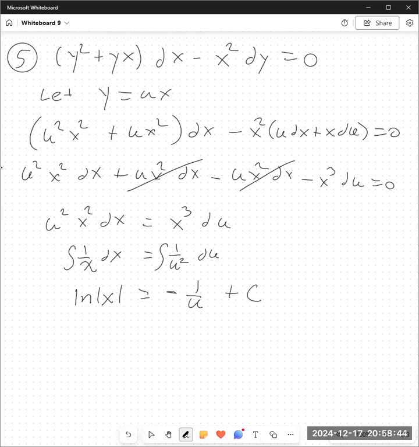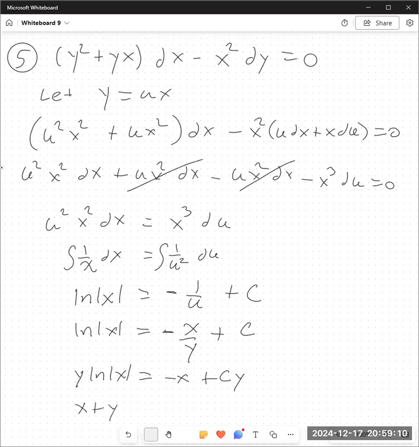So this is going to be ln of the absolute value of x is equal to a negative, the reciprocal of y over x, which is x over y, plus c. Let's multiply everything by that y in the denominator, and we'll make this y ln of the absolute value of x equals negative x plus cy, and then bring this term over to make this x plus y ln of the absolute value of x is equal to cy.